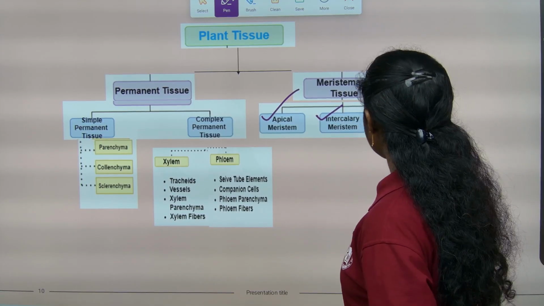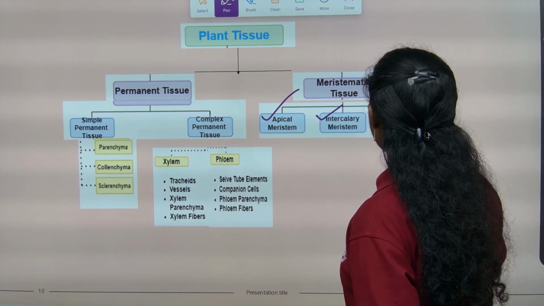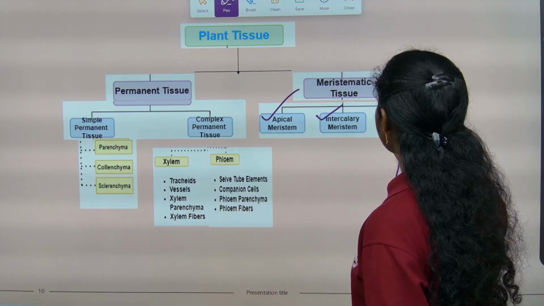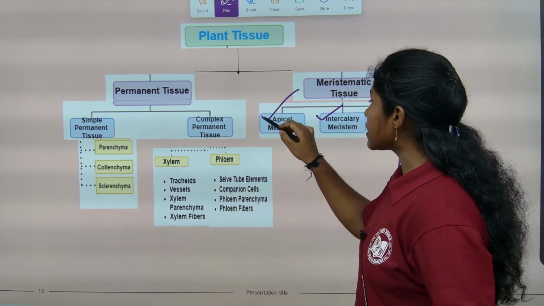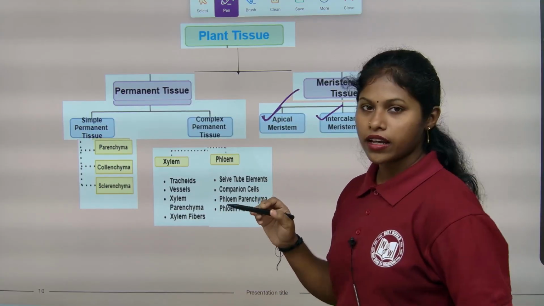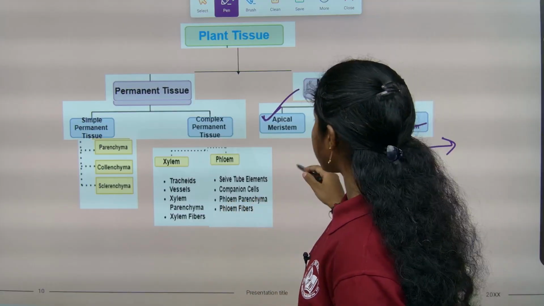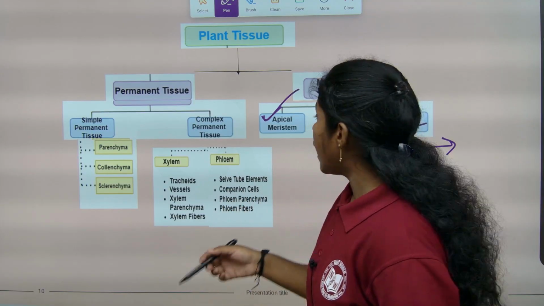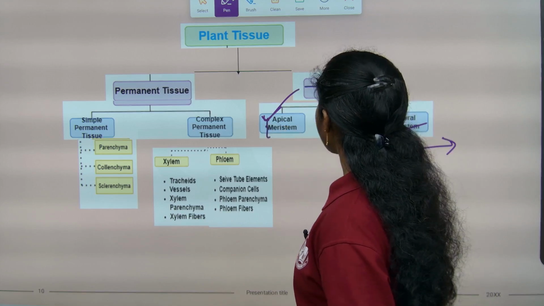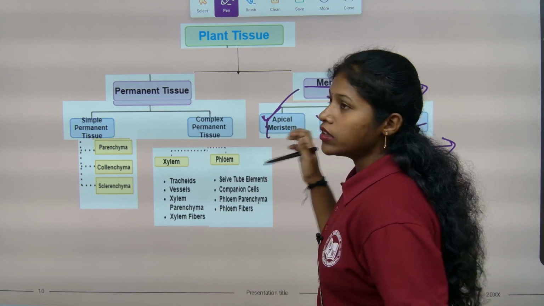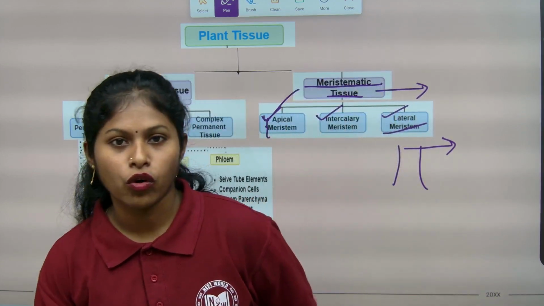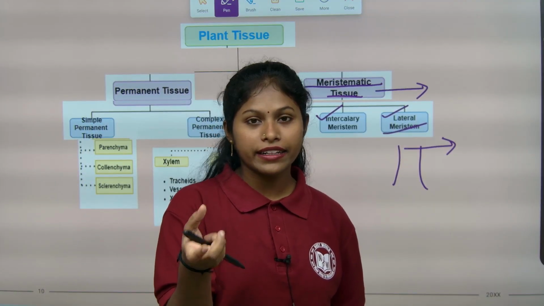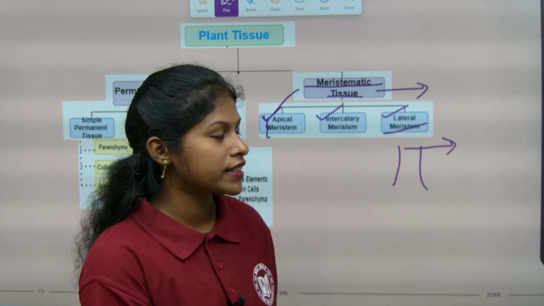The girth increases due to the lateral meristem. The width of the plant, the horizontal growth, increases due to the lateral meristem. And apical meristem is present in the shoots and roots, right. At the tips of the roots and shoots, apical meristem will be there. Thereby the growth of the primary plant body occurs through the apical meristem. These meristematic cells are present in the embryo, right. They originate from the embryo because they are actively dividing cells. Those are called meristematic cells, right.